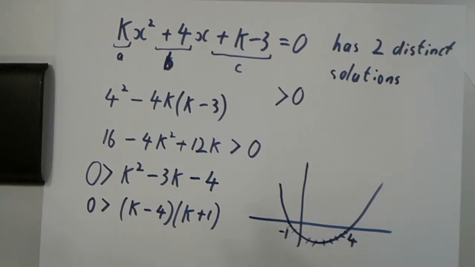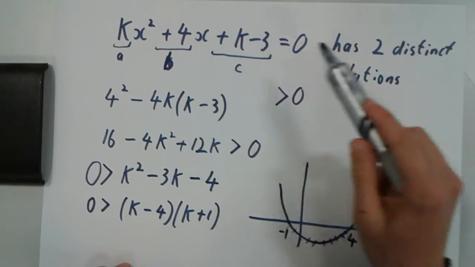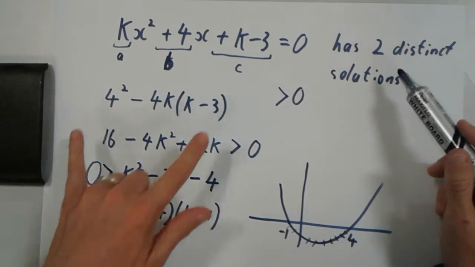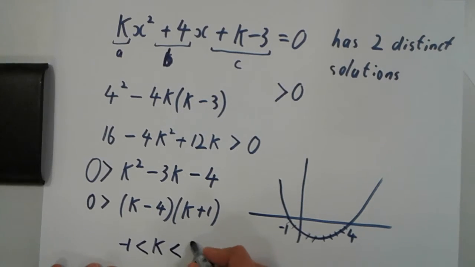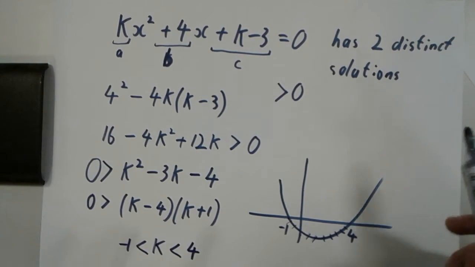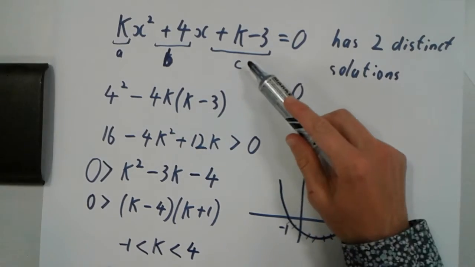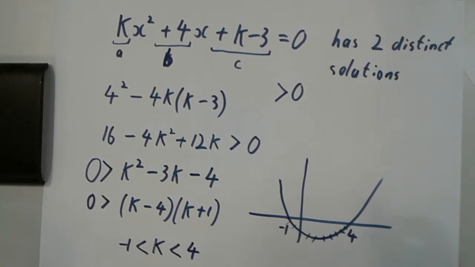So what that tells us is that this original quadratic will have two distinct solutions when this inequality holds, and that inequality holds whenever k is greater than minus 1 and less than 4. We've found the set of values for k for which this quadratic has two distinct solutions, and we've solved a quadratic inequality using our sketch to help us.